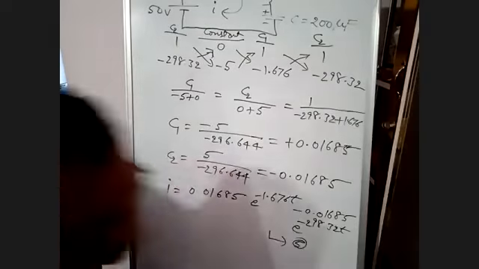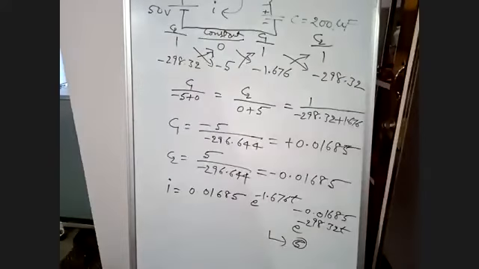This is your current transient equation. We have determined the constants C1 and C2 and substituted them in equation 2. So we got the current transient equation for the RLC circuit.